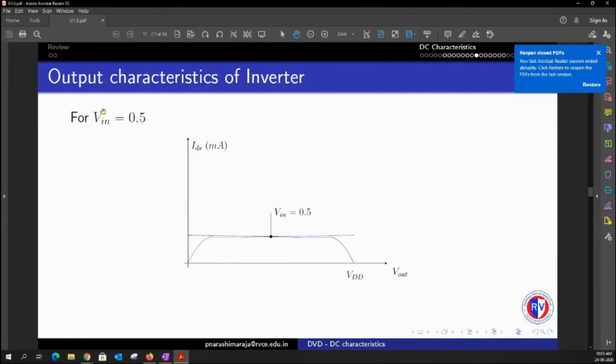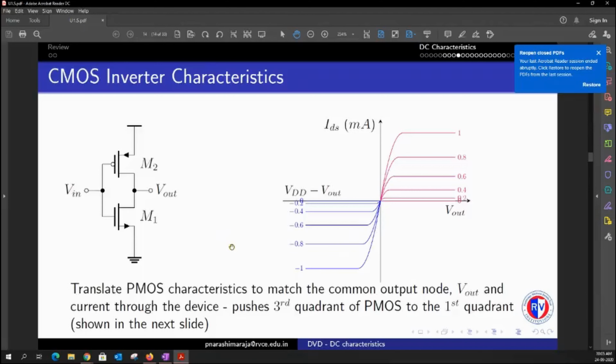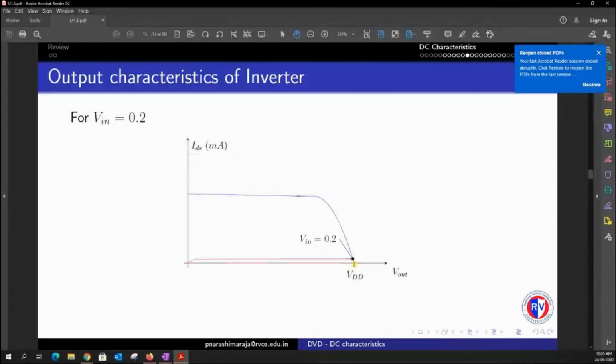As I move the value of Vin greater than 0.5, our PMOS transistor stays in the saturation region, but our NMOS transistor gets into the linear region. So you could see we started from cutoff, and from cutoff our NMOS device entered saturation. It was in saturation, and now it has gone into linear. The travel is always from off to saturation and only then to linear.